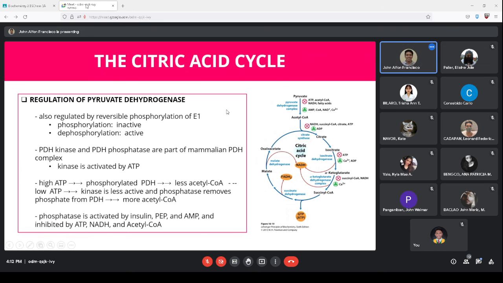Okay. Regulation of pyruvate dehydrogenase. The PDH can be regulated in E1 either by phosphorylation or dephosphorylation. Okay, PDH kinase and PDH phosphatase are part of the mammalian PDH complex, and the kinase is activated by ATP. High ATP, phosphorylated PDH, less acetyl-CoA. Low ATP, kinase is less active, and phosphatase removes phosphate from PDH, more acetyl-CoA. Yun lang naman yung interaction niya.